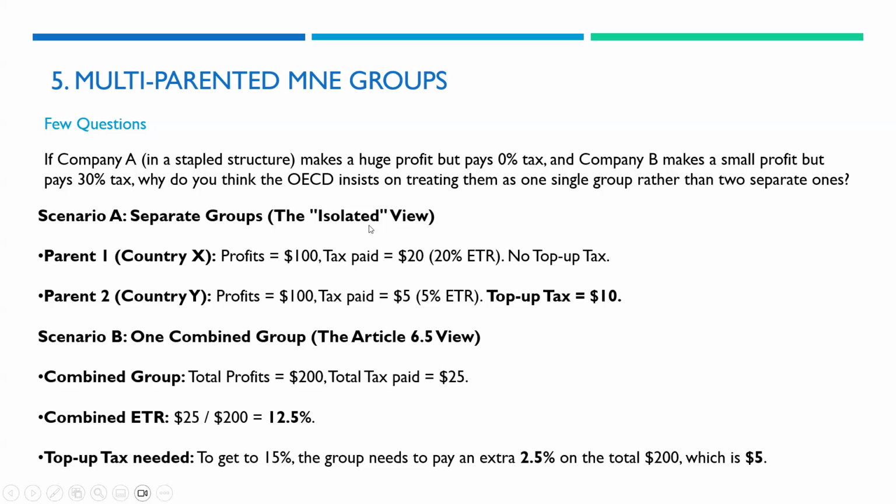This is scenario A, when these are two different MNEs. Now scenario B, let's say it is one combined group, then the total profit is 200, right? What is the total tax paid? 20 plus 5, 25. What is the combined ETR? 25 divided by 200 is 12.5%. Now how much would I have to top up? I have to top up 2.5% to get to 15%, right? So I would be topping up 2.5% on 200, which is $5. This is the combined scenario and this is the individual scenario, right?